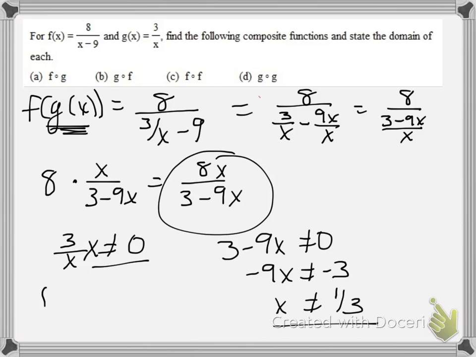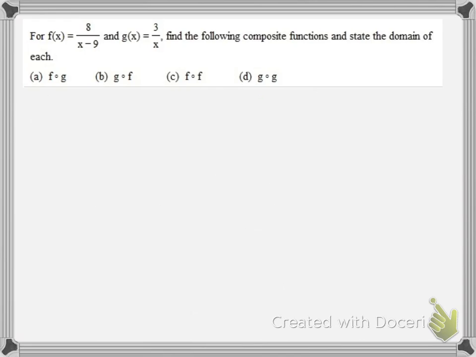So our domain of f of g of x is the set of all x's such that x is not equal to 0 and x is not equal to 1/3. We don't have to worry about the domain of f of x by itself because we're not evaluating f of x by itself. We're evaluating g of x and f of g of x, but not f of x by itself. Okay, the next part, g of f of x.